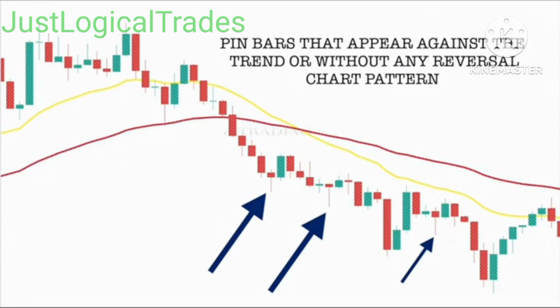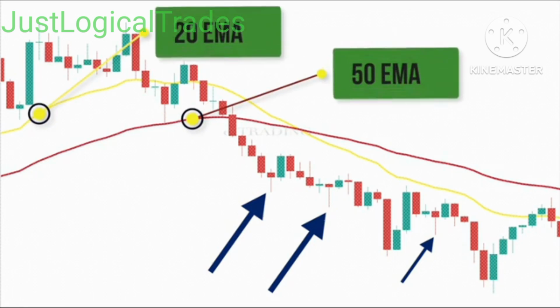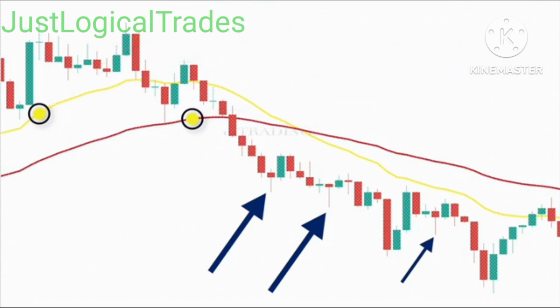chart pattern. In this chart, I've also added two exponential moving averages, the 20 exponential moving average and the 50 exponential moving average. You can see that the market has just transitioned from an uptrend to a downtrend. The 20 exponential moving average crossed below the 50 exponential moving average, with the market starting to make lower lows and lower highs as it moves below the 20 exponential moving average. This means the market is now considered to be in a strong downtrend.